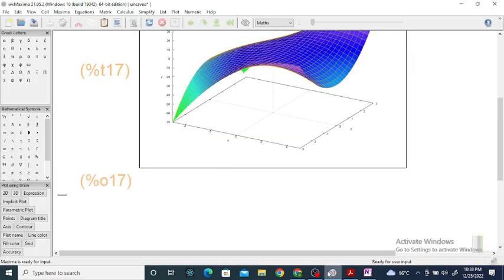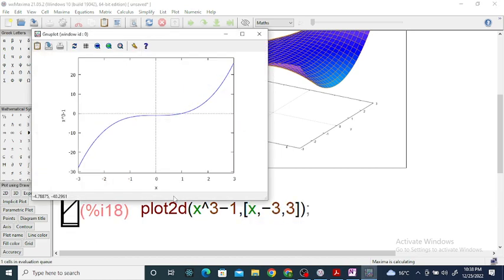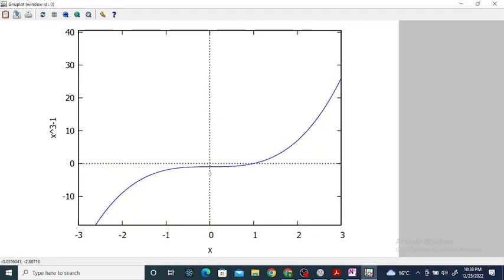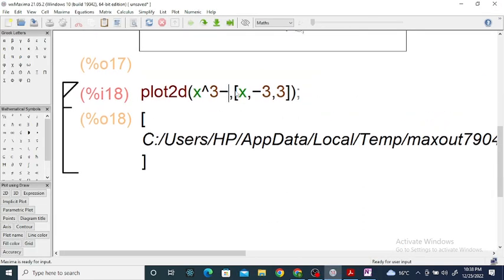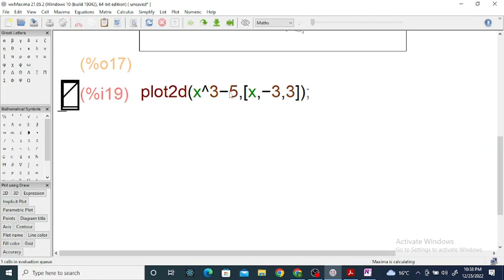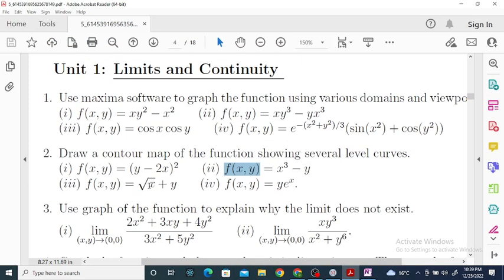To draw this level curve, again we use the function here, say f(x), or you can directly write plot2d, and the given function is x cubed minus 1, and the given range is x equal to say minus 3 to plus 3, and you will get the first level curve of the given function at z equal to 1. You can change here, instead of minus 1, if you write 2 or 5, then you will get a different level curve. So you can use this command to obtain the level curve.